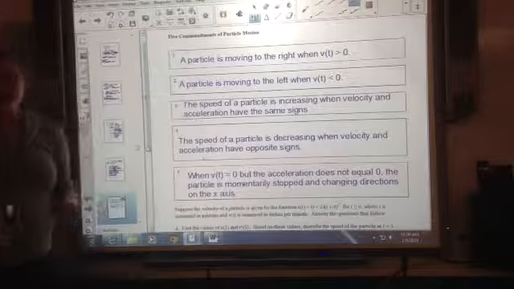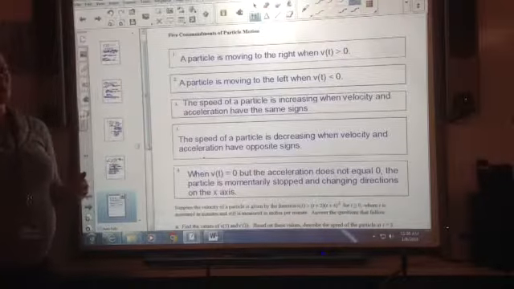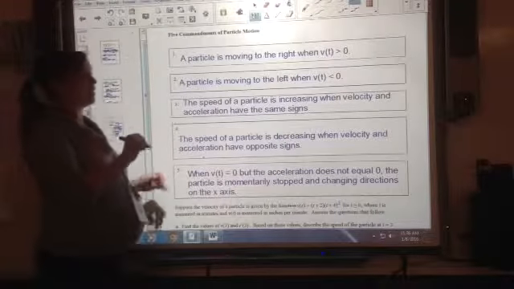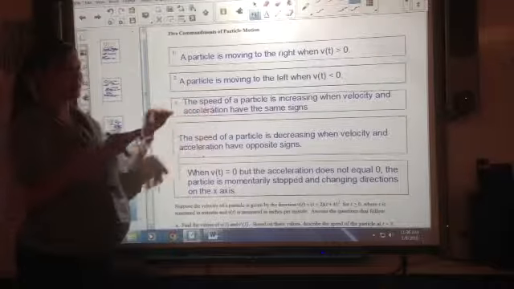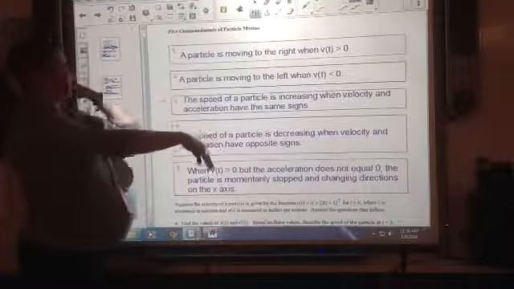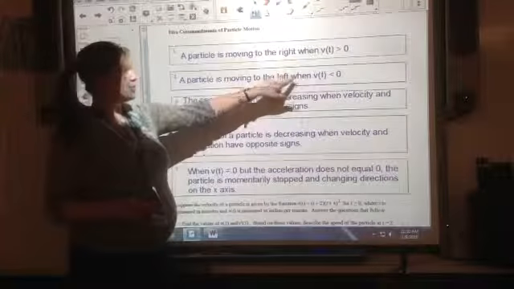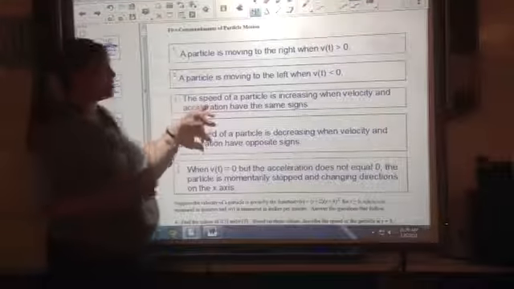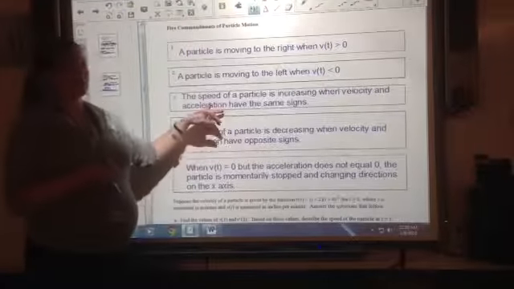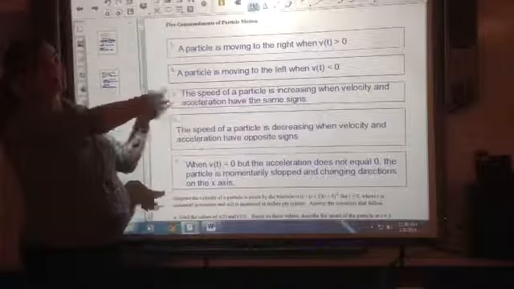I know this is about particles, but let's say this particle is in a little car, because it's easy to think about right and left. Velocity, you can move right, you can move left. If it's moving right, it's positive. If it's moving left, it's negative. The speed, we're talking about if it's increasing or decreasing. So it just means, am I going faster or am I going slower?